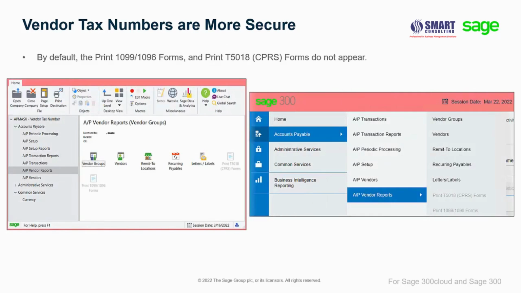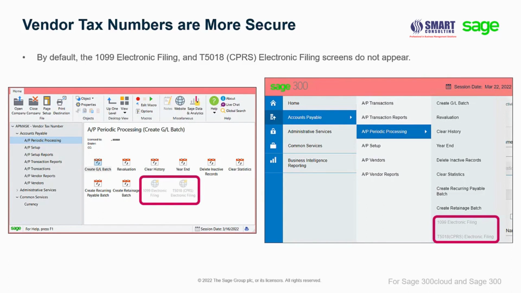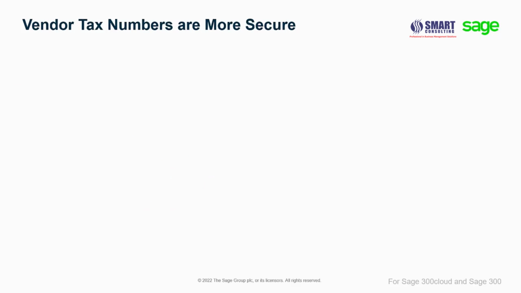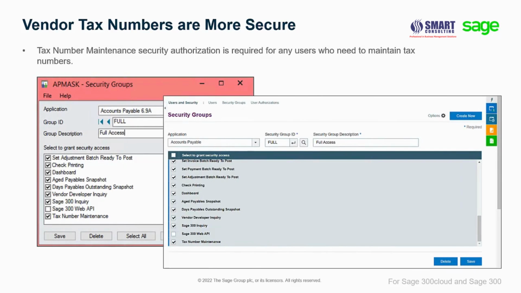In the Accounts Payable Vendors Report section, by default, the AP Print 1099-1096 form screen and the AP Print T5018 CPRS form screen do not appear. Likewise, from the Accounts Payable Periodic Processing section, the AP 1099 Electronic Filing and the AP T5018 CPRS Electronic Filing screens are not available.